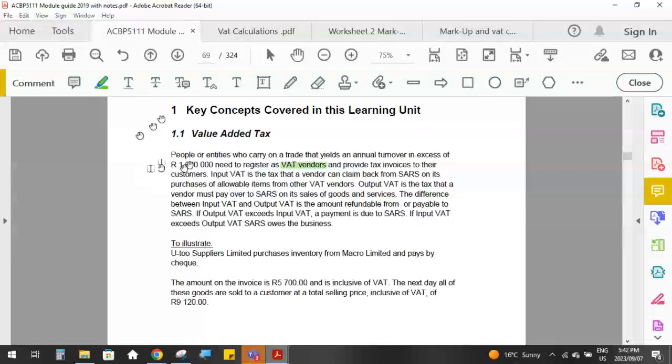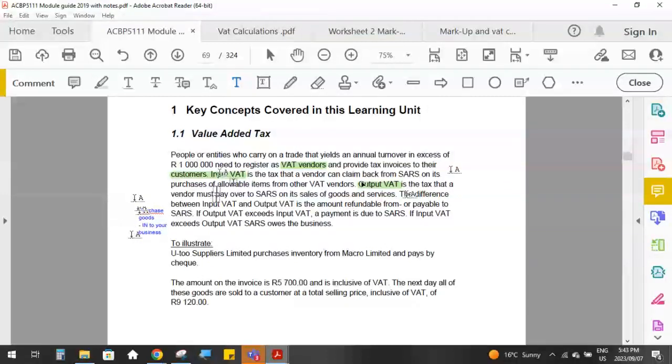So then just 2 terms that you need to remember: input VAT and output VAT. So if you think of the word input, when you purchase goods, they are coming in to your business. That's what we then call input VAT. Okay, so just think of it, link it like that. Goods that I purchase, those goods are coming into my business, and that VAT that I am paying on those goods is called input VAT.